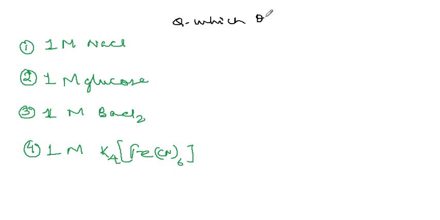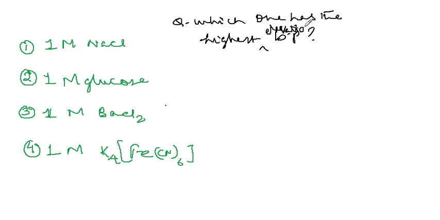Okay, so the question is, which one has the highest boiling point, or which one will have the highest elevation in boiling point. So what we can see is, 1 molar sodium chloride, sodium chloride will break apart into sodium ion and chloride ion, so we can have a 2 times increase in the concentration. So technically 1 molar NaCl will be 2 molar.